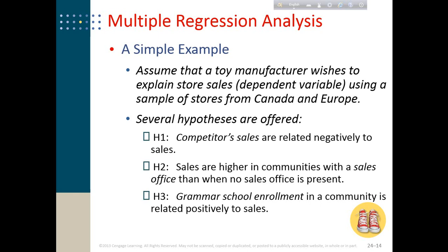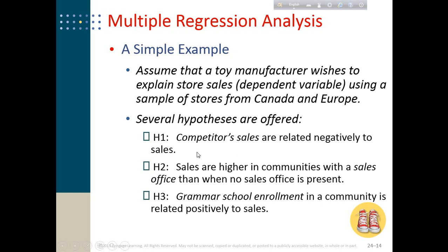Now let's take an example. Assume that a toy manufacturer wishes to explain store sales, that is the dependent variable, using a sample of stores from Canada and Europe. Now they have three different hypotheses. Hypothesis 1 is competitor sales are related negatively to their sales. Hypothesis 2 is sales are higher in communities with a sales office than when no sales office is present. Hypothesis 3 is grammar school enrollment in a community is related positively to sales.